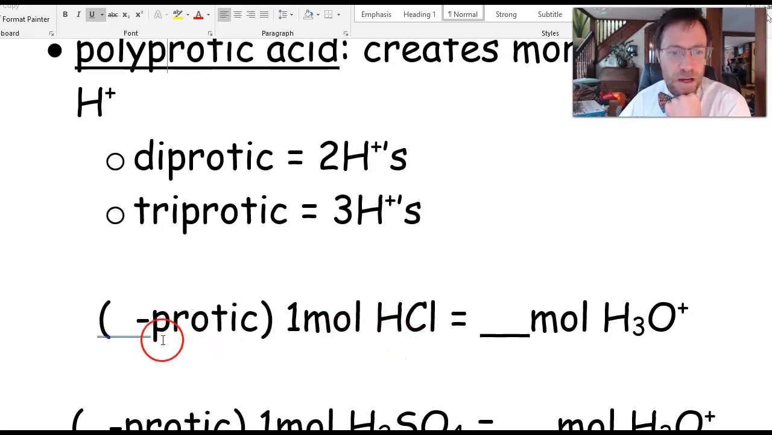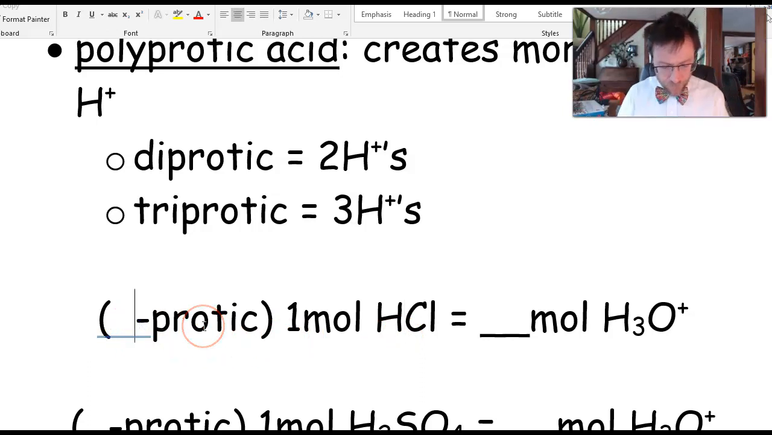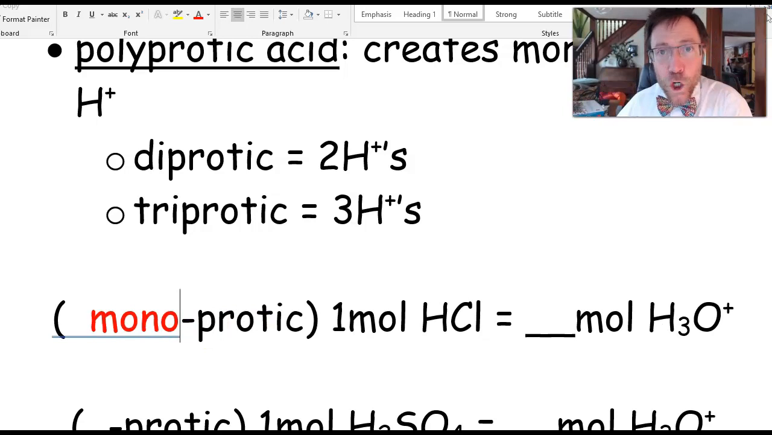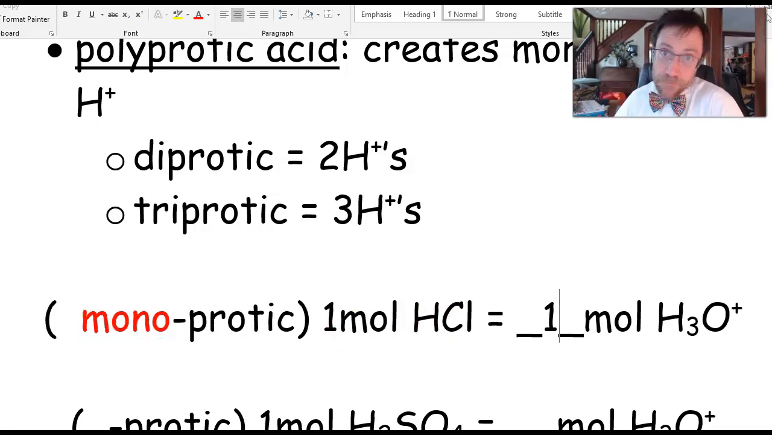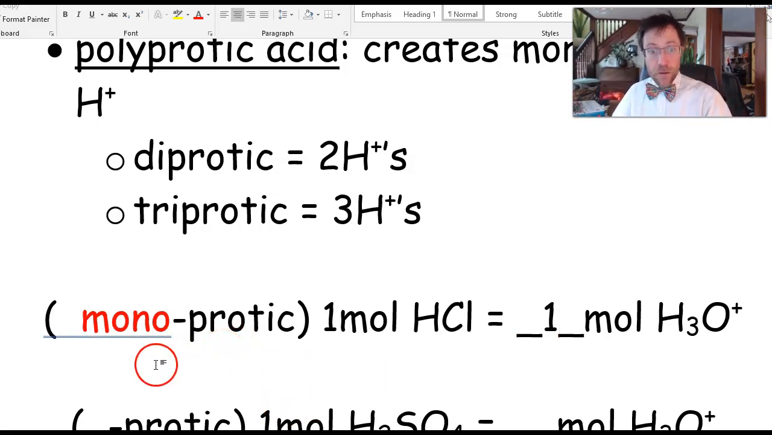Let's look at HCl right here. So what kind of protic acid is this one, right? See how there's nothing right here? There's nothing there. That means 1, right? So this is going to be monoprotic. You dig? So 1 HCl will give you 1 hydrogen ion. So if you have 1 mole of HCl, how many moles of hydronium ions are you going to get? Yep. This is how it works, right? Pretty easy. It's 1 over here times 1 here, you only get 1.